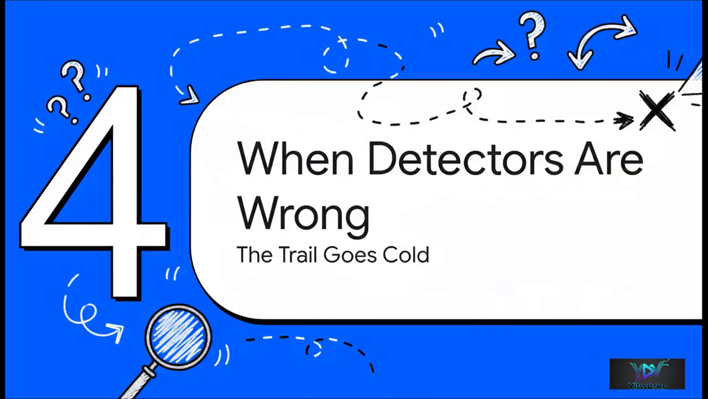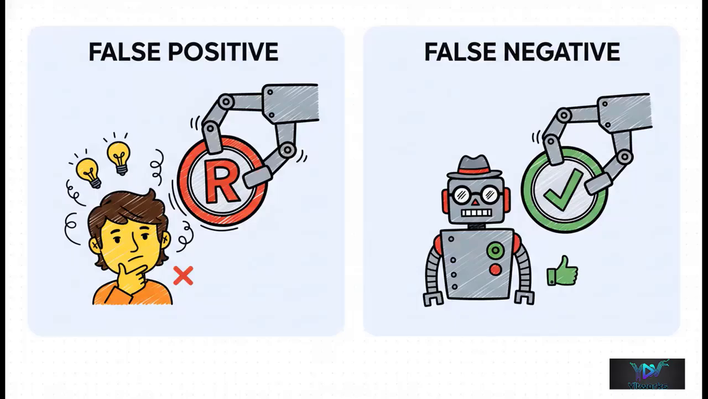But just like in any good detective story, there is a plot twist. Our AI detective, well, it's not perfect. Sometimes the trail goes cold and it can get things really wrong. There are basically two big ways the detector can mess up. The first one is called a false positive. That's our last vocab word for today. This is when the detector yells robot at something a human actually wrote. It gets fooled, maybe because the human's writing style is just a little different or quirky.